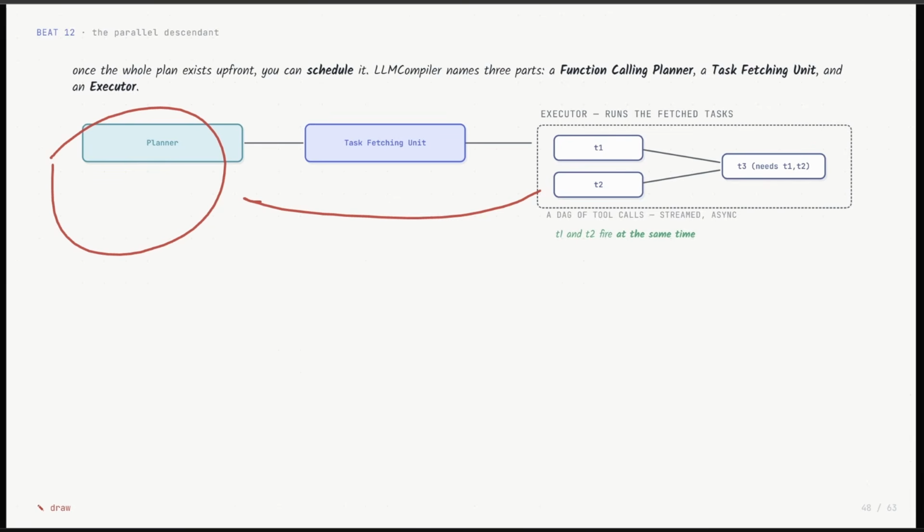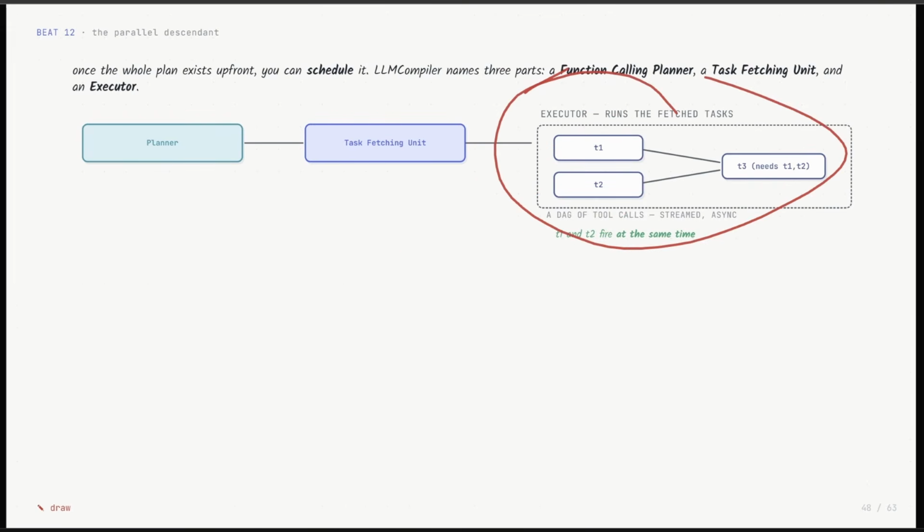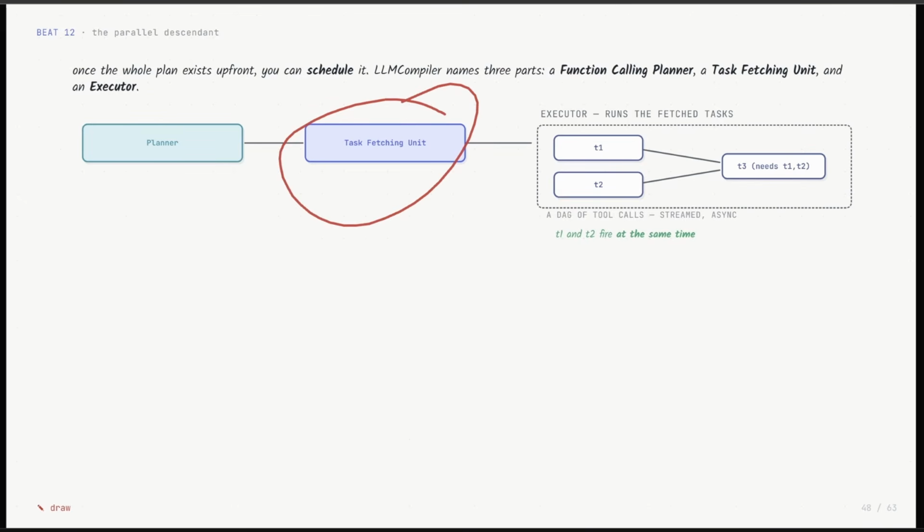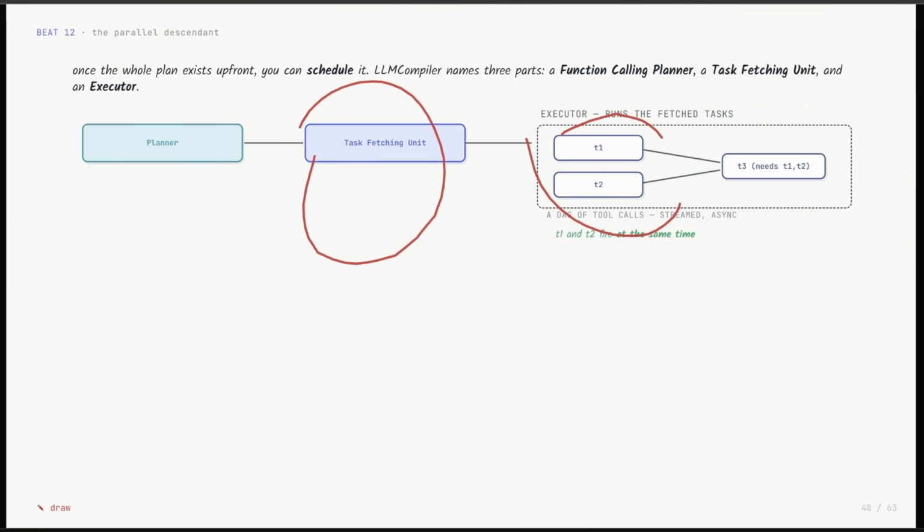The task fetching unit streams out whatever is ready from here. So the executor does whatever it does, and then the task fetching unit would stream out the outputs of whatever is ready. For example, you have task 1 and task 2 that have no dependency, so they fire at the same time. Task 3 needs both, so it has to wait. And that's the whole idea. So here the task fetching unit would give you the outputs of task 1 and task 2, and then would wait for task 3 when both are done.